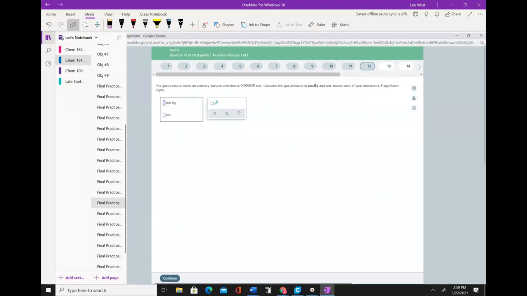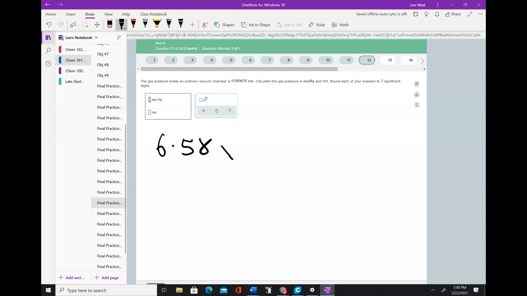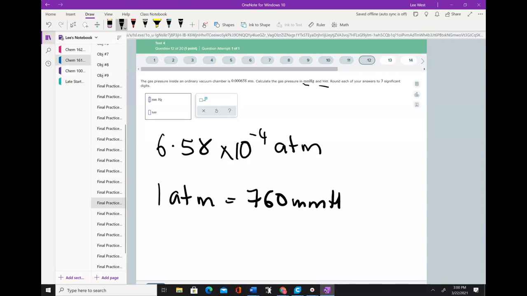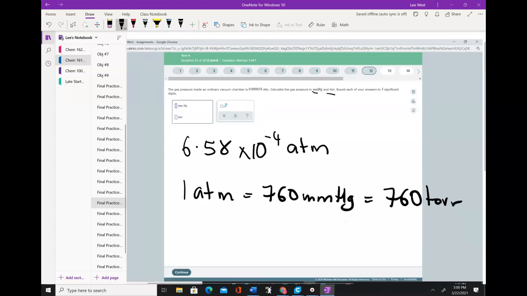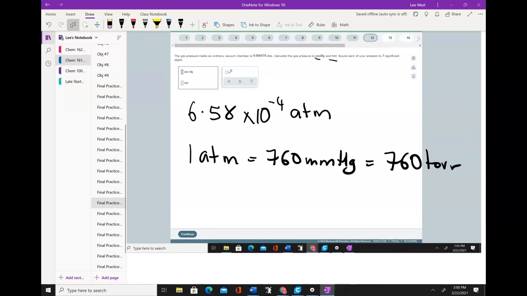Oh, it looks like a really easy pressure conversion problem. So the gas pressure inside an ordinary vacuum chamber is 0.000658 atmospheres. Oh, that looks like a recipe for trouble. I'm going to rewrite that in scientific notation just so there's no errors. Calculate the gas pressure in millimeters of mercury and torr. So it's pretty easy. 1 atmosphere is equal to 760 millimeters of mercury, but it's also equal to 760 torr. So what we're really saying is that however many millimeters of mercury this is, it's the same number of torr. So it looks like you have to do 2 conversions, but you actually only have to do 1.